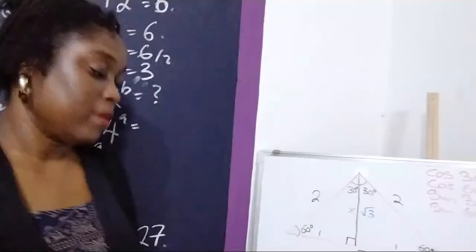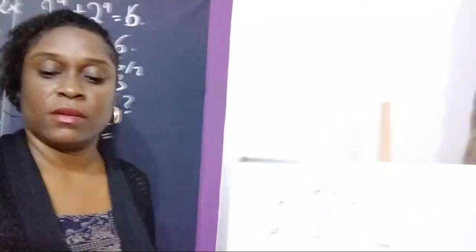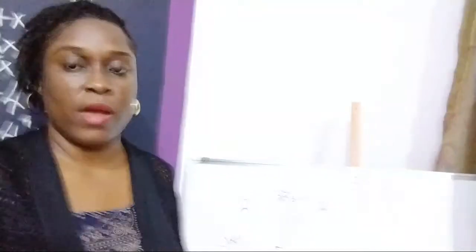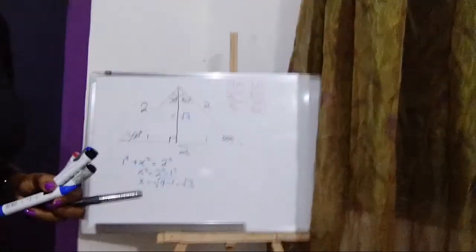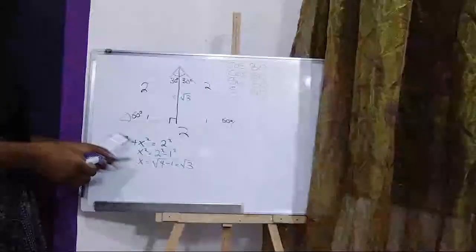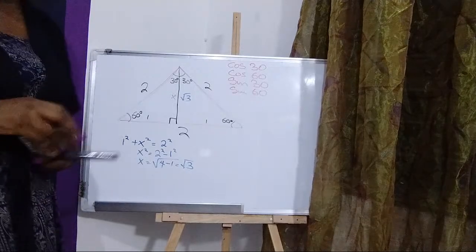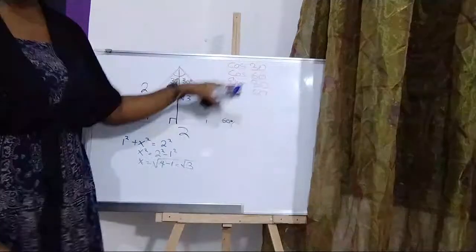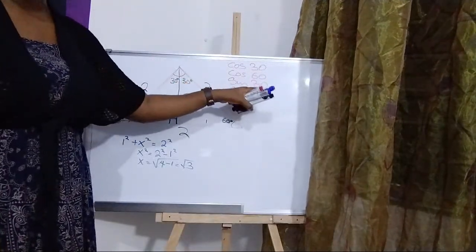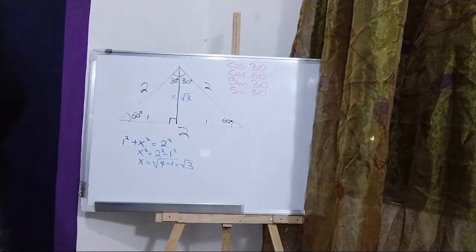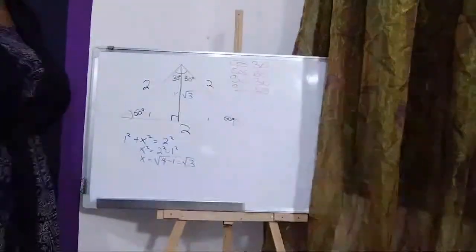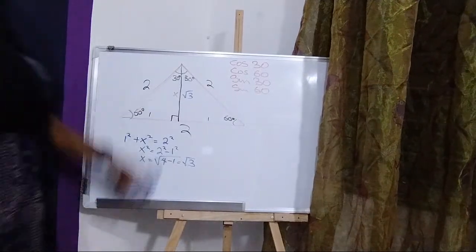Sometimes in these questions, you may be asked to give your answers in terms of the root of a number or a fraction. Then that means you cannot even use your calculator. That's why you need to know how to solve this problem. Now that we have the value of all the sides of this triangle, we can easily find cos 30, cos 60, sin 30, and sin 60. So what do we do? It's simple.